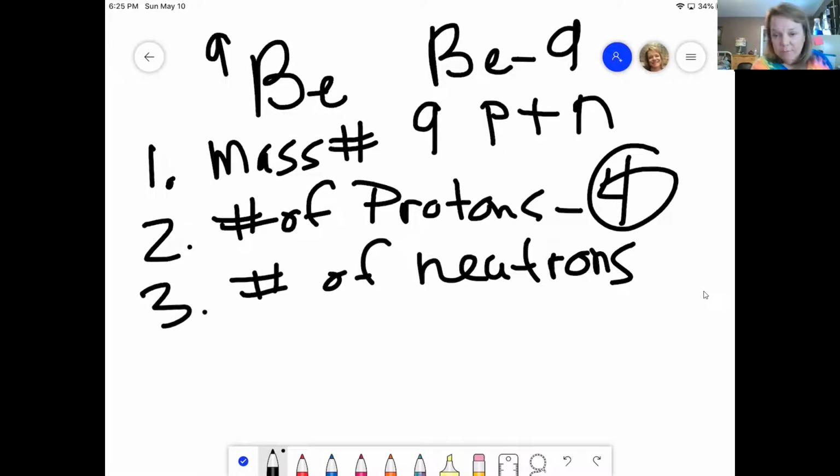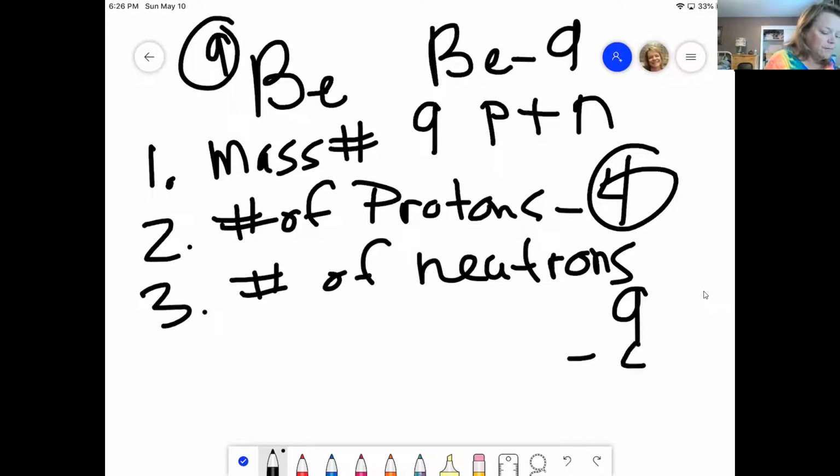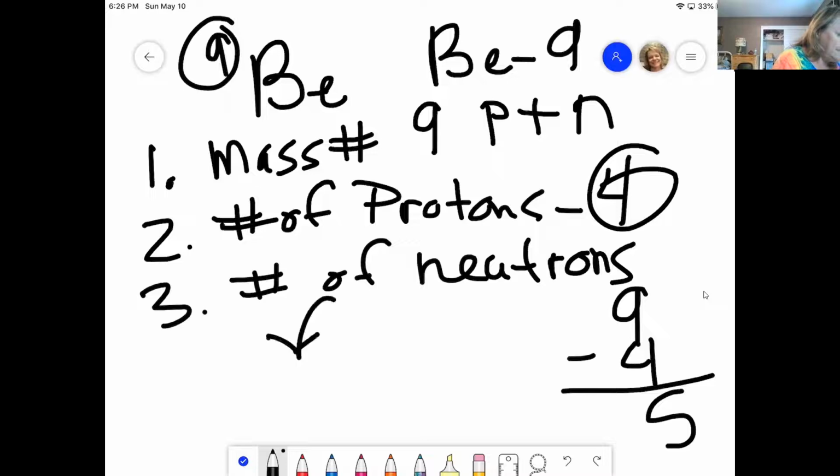4 of them have to be protons because it's beryllium. If it had any other number of protons, it wouldn't be beryllium. If it had 3, lithium. If it had 1 extra, 5, that would be boron, okay? So 4 protons is always going to be beryllium. So if I have 9 protons and neutrons, which is what my mass number tells me, and 4 of them have to be protons, 5 are left to be the number of neutrons.